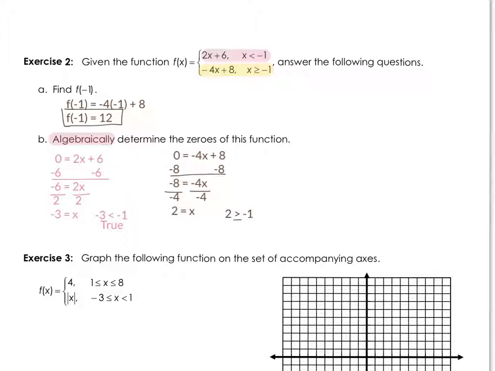So now I also need to check in that domain: is 2 greater than or equal to negative 1? Well, yes, that is also true. If either one of these were false, I would simply reject it. But since both were true, that means I have two answers. So I'm just going to write it in set notation. So my answer is x equals the set of numbers negative 3 and 2. And again, remember to just always check the domain. We'll go over this more in class.